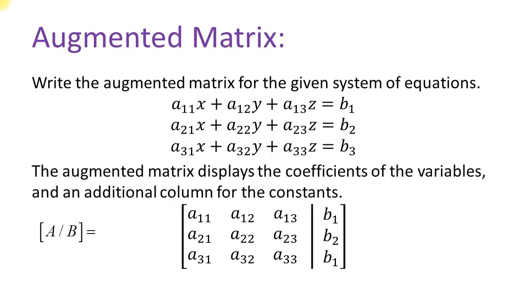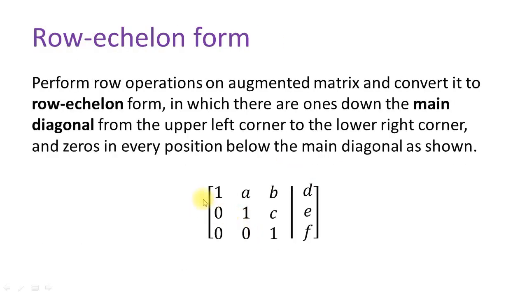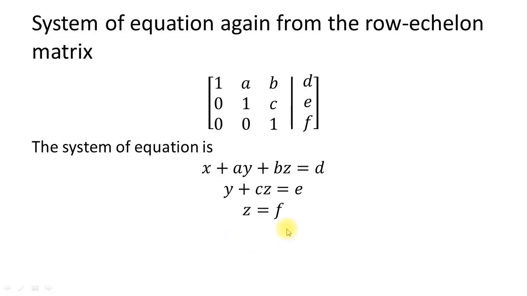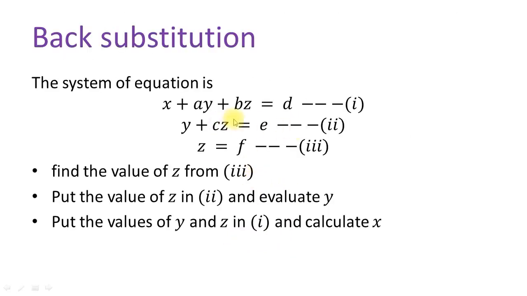At the second stage, convert this augmented matrix to the row echelon form by performing row operations. When we obtain the row echelon form, write this matrix again in equation form and you will get equation number 1, equation number 2 and equation number 3. Using back substitution, first find the value of z from the last equation, number 3. Then putting this value of z in equation number 2, we obtain the value of y, and then putting the values of y and z in the first equation, we will obtain the value of x.